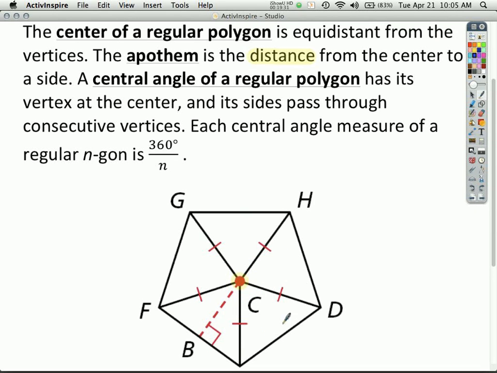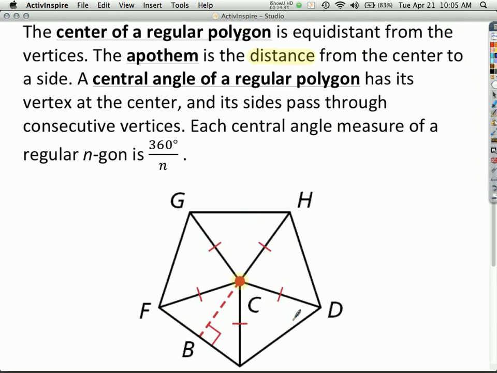This is 360 degrees. We have 5 congruent angles. You can simply find the measure of one of them by using 360 divided by the number of sides. This is a pentagon. There are 5 sides. There are 5 central angles. So the number of central angles equals the number of sides. 360 degrees divided by 5 will give you the measure of the central angle. That's going to be very important moving forward. Any questions so far?